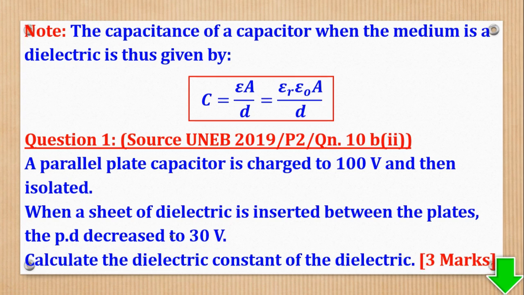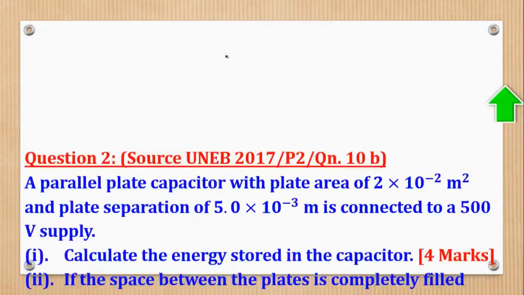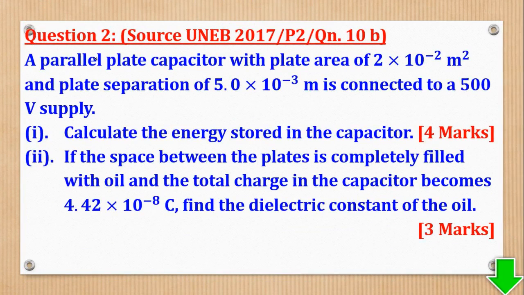Therefore, we shall remember that the definition of relative permittivity in terms of PD is the PD when the plates are filled with vacuum over the PD when the plates are filled with a material. Therefore, we shall put the PD when the plates are filled with vacuum over the PD when the plates are filled with the material to give you this as the relative permittivity they wanted. So that is question 1.